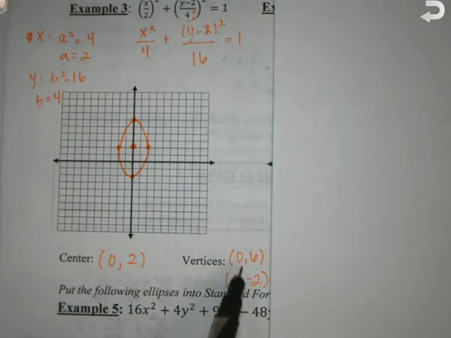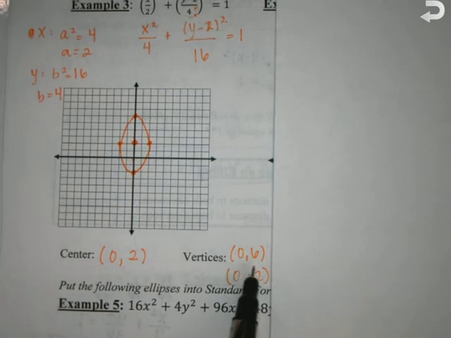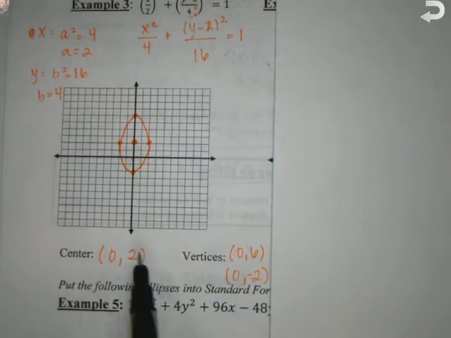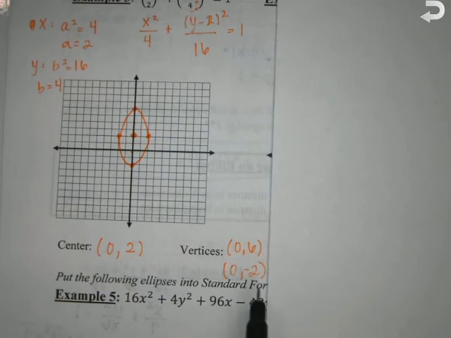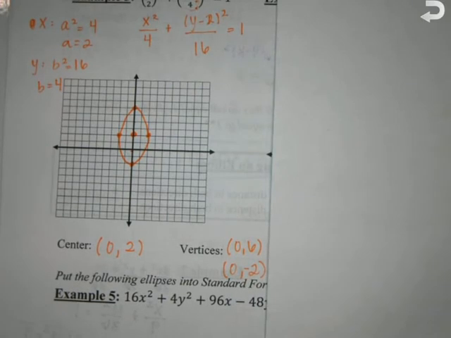For the one that I'm actually using for the vertices, my b was 4. What's 2 plus 4? 6. What's 2 minus 4? Ding, ding, ding. Okay, so there is a way to figure it out without graphing. I would suggest that you graph it at first until you're fully comfortable without.